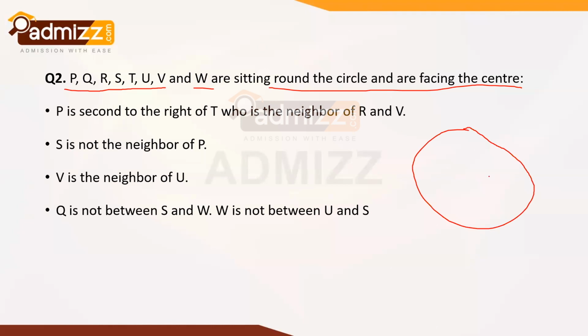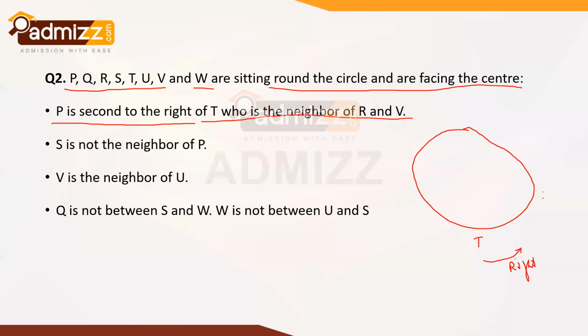So let's start with a reference from somewhere. So let's take T. Now, T is a neighbor of R and V. So that implies that T must be between R and V. But we don't know where R is and where V is. So let's take a look at the first thing. P is to the second right of T. So from T towards the right direction, this is the right direction, R. Let's denote this by right. So this is the right direction.